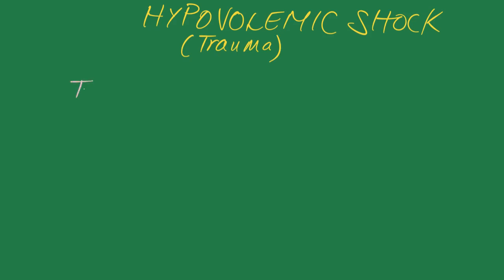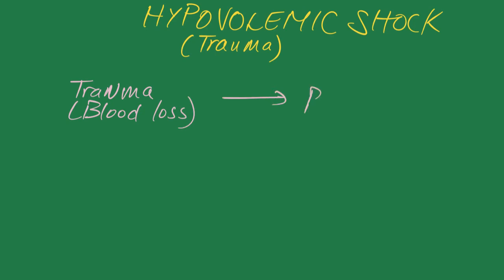Hypo meaning less, volemic meaning volume. This means the blood volume has become dangerously low, leading to death. This is caused often by trauma. So if a person has been injured and is suffering a great deal of blood loss, hypovolemic shock is the result. So when there is a large amount of blood loss, blood volume goes down greatly.